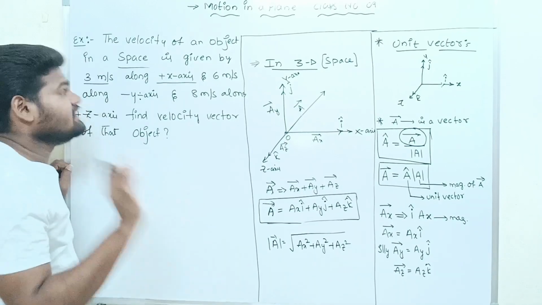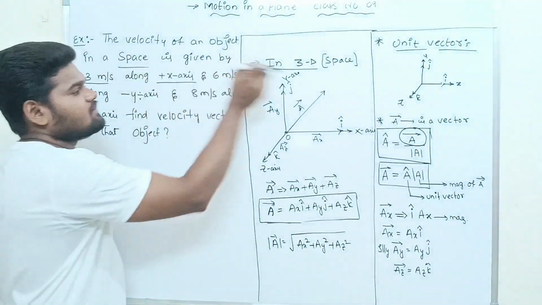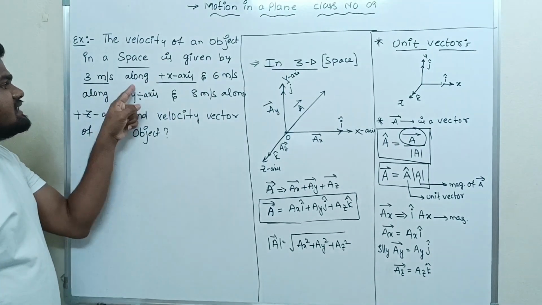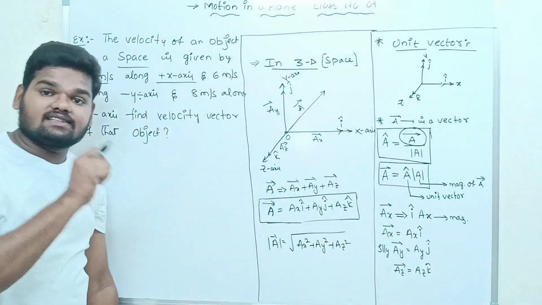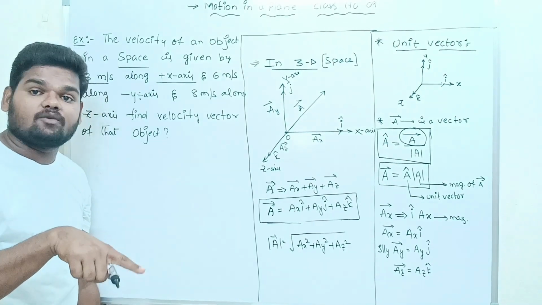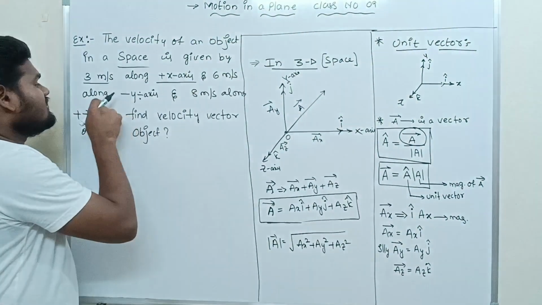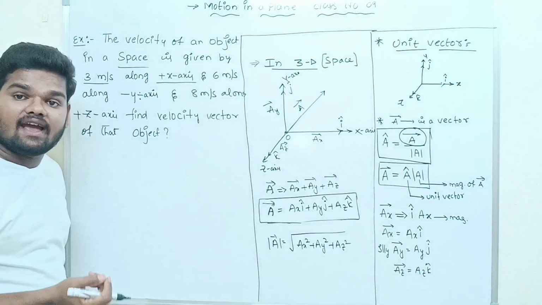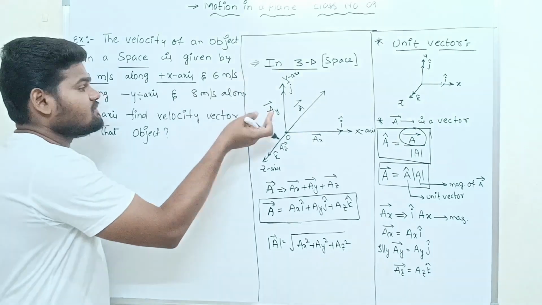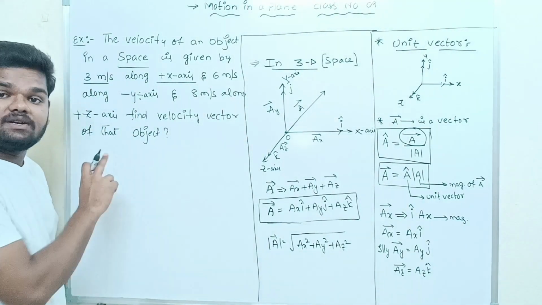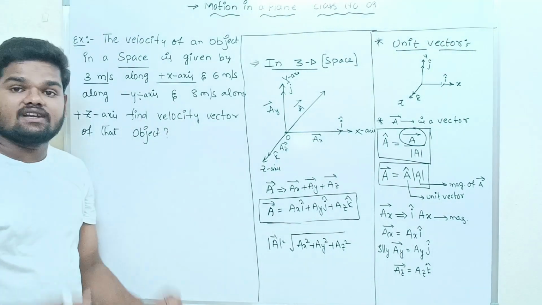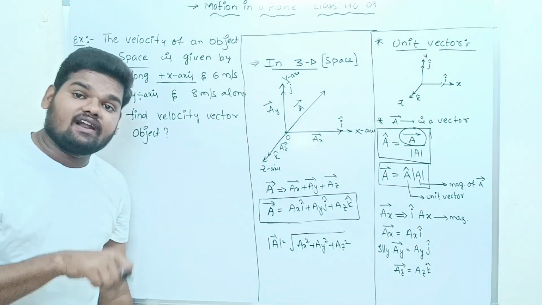Velocity of the object is given in a space. Space is nothing but what? In 3 dimensions. It is given as 3 meter per second along the positive x-axis, 6 meter per second along the negative y-axis, and 8 meter per second along the positive z-axis. What are they asking? Find the velocity vector of the object. We have to find the velocity vector of that object.